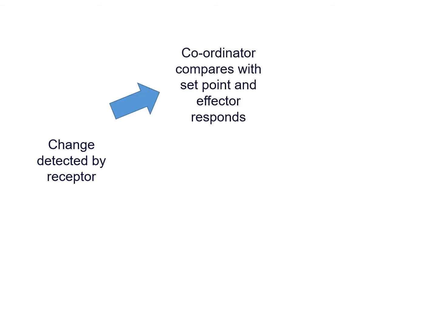This is the process for how a negative feedback loop works. First of all, a change will be detected by a receptor. For example, this might be an increase in blood glucose concentration after a meal. A coordinator will compare that with the set point, being the level that the glucose should be at. And if it needs to, it will tell an effector to respond. In this case, if we're talking about blood glucose, the effector is the pancreas, which is a gland, and it causes the gland to secrete insulin.